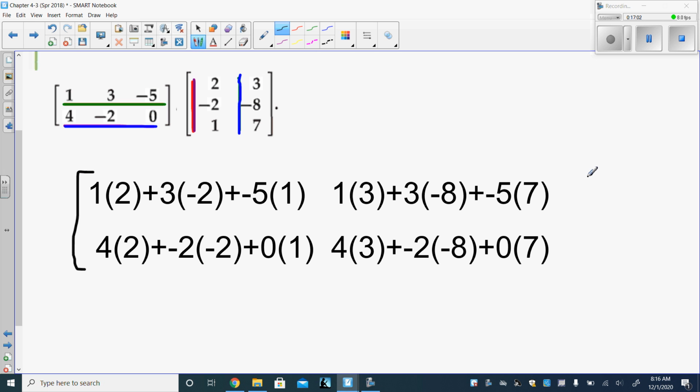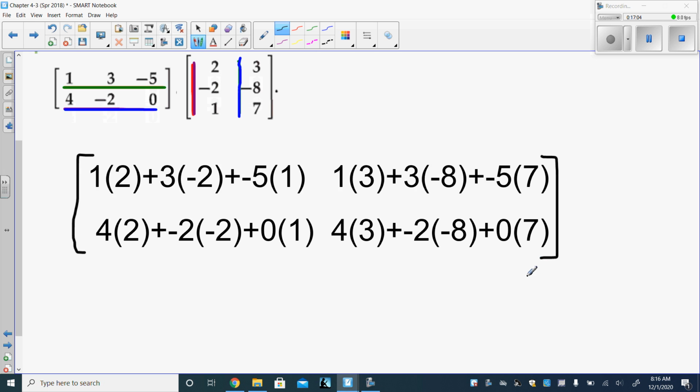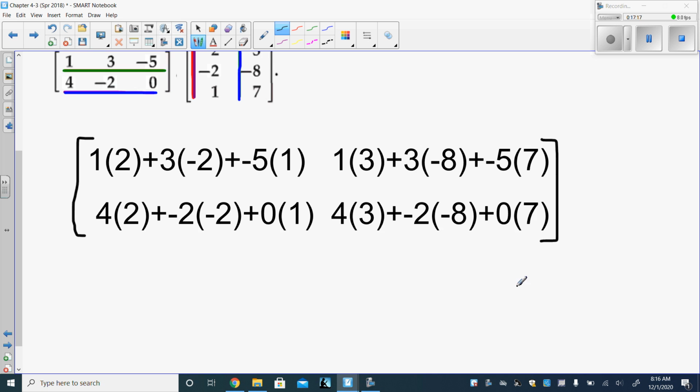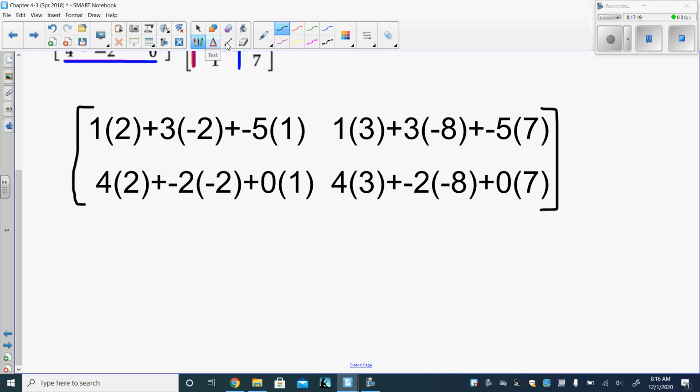So that's all we had to do to multiply these together. We multiplied them, we went over, down, to get our first row. Then to get the rest of it, we went over, down, to get this row here. Now the last thing we need to do is simplify these. We need to simplify our numbers.